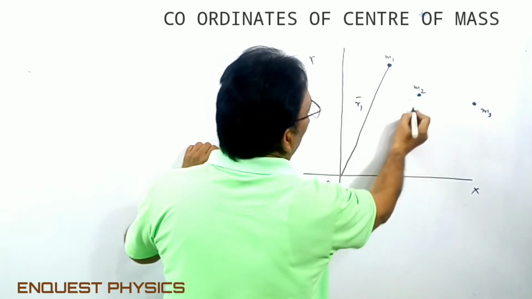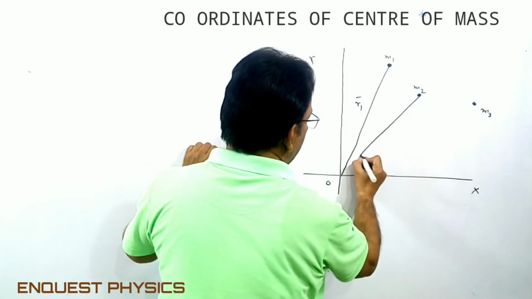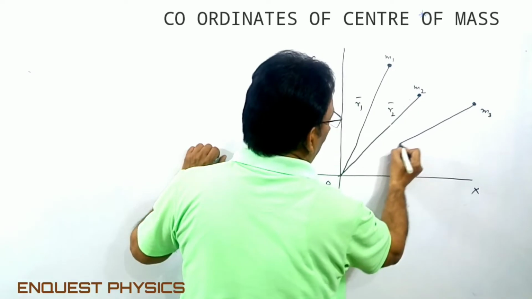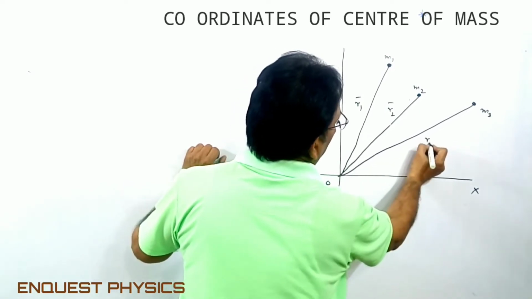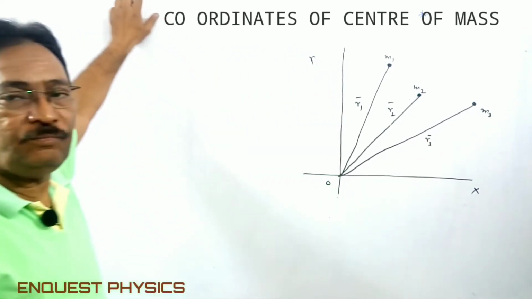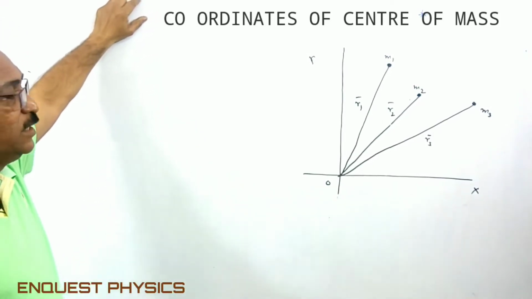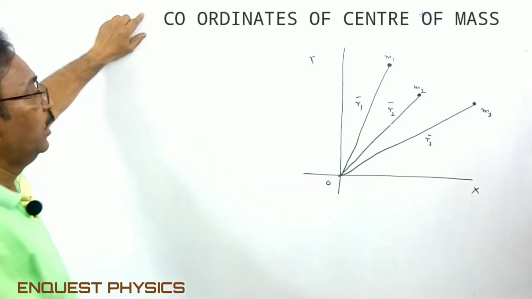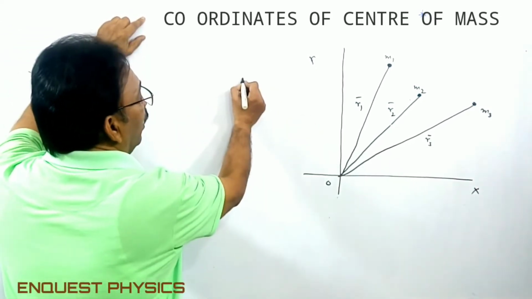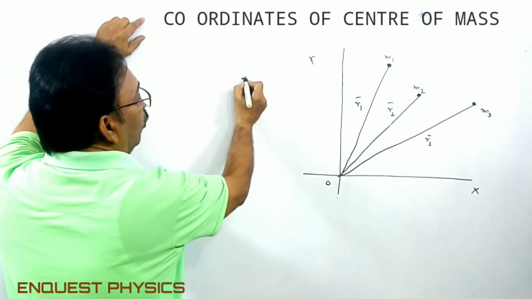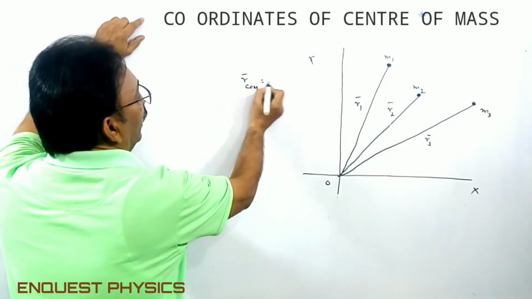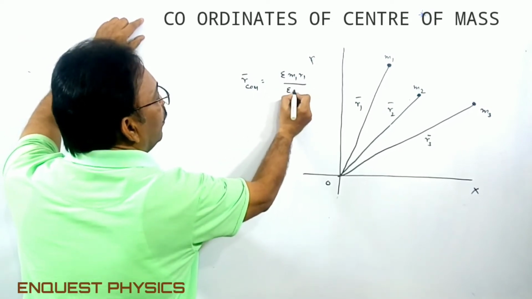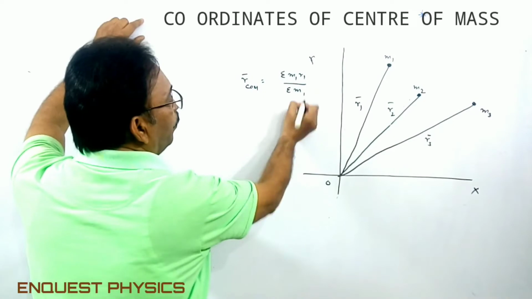Let's say it is r1 bar, and it is r2 bar, and we have one more, it is r3 bar, and so on. Okay students, in this situation, how do we find the center of mass? Here the center of mass R can be written as sigma m1 r1 by sigma m1.